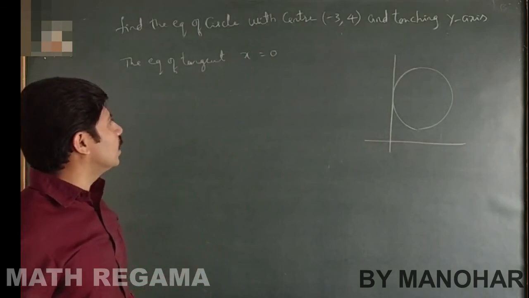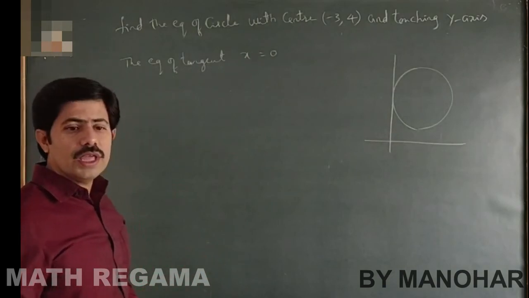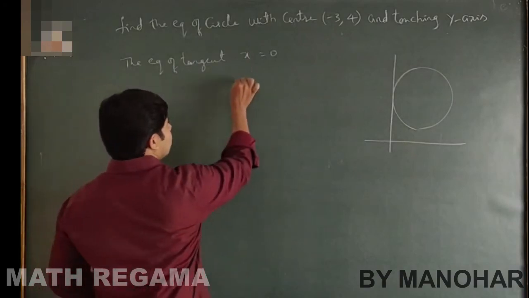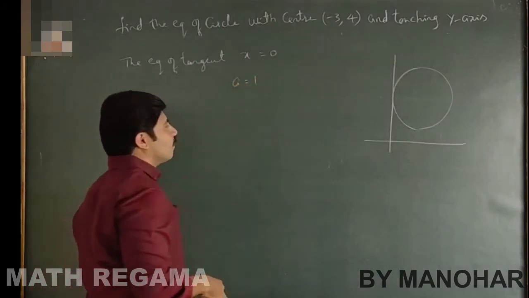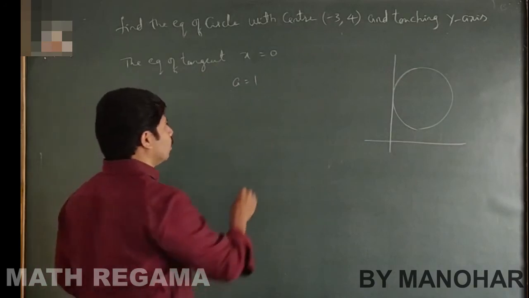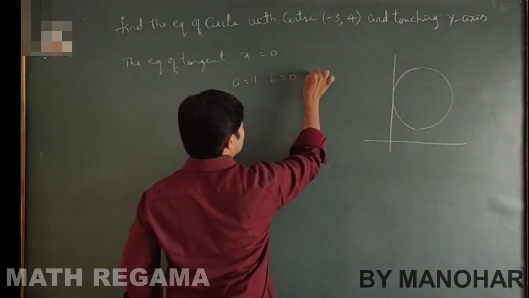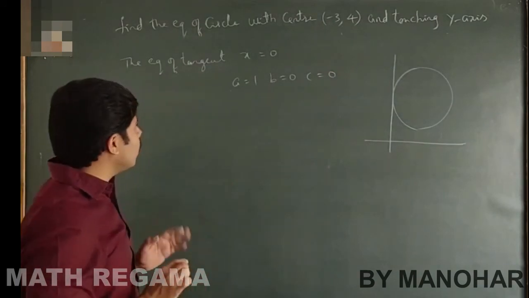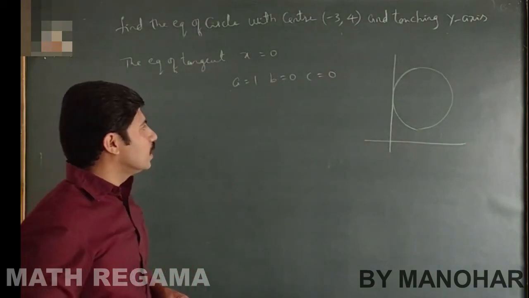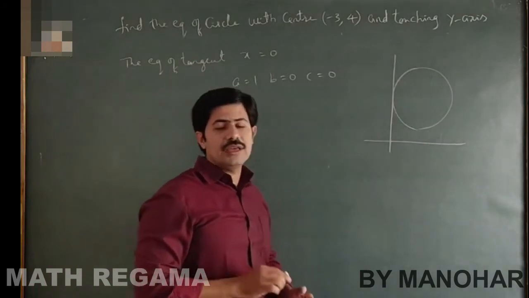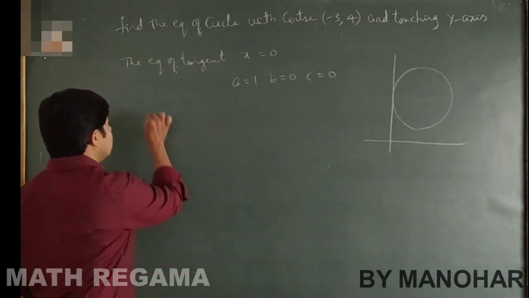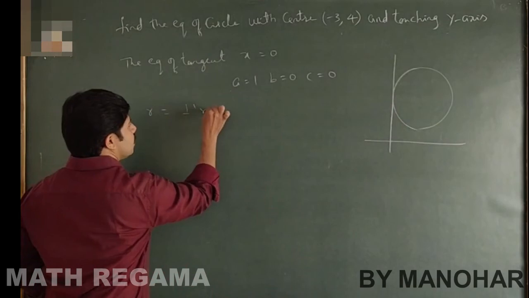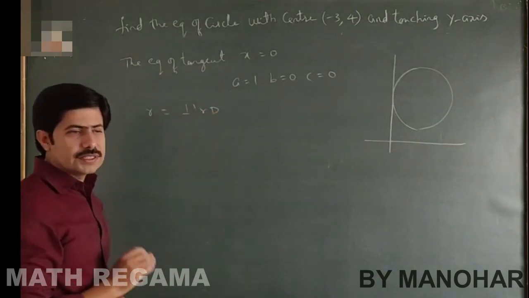From this equation, we have to find the a, b, c values. That means the a value is the coefficient of x, which is 1. We don't have a y term, so the b value is 0, and we don't have a constant, so the c value is 0. Why are we finding the a, b, c values? Because the line is tangent to the circle. If a line is tangent to the circle, the condition is radius is equal to perpendicular distance.